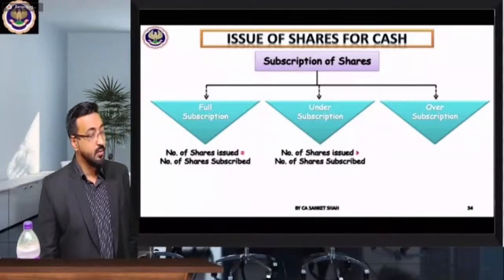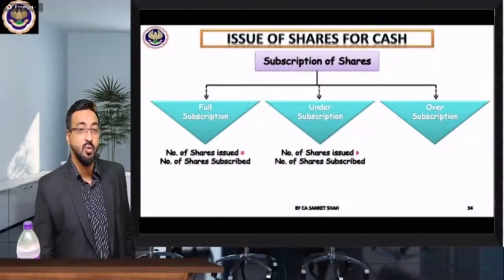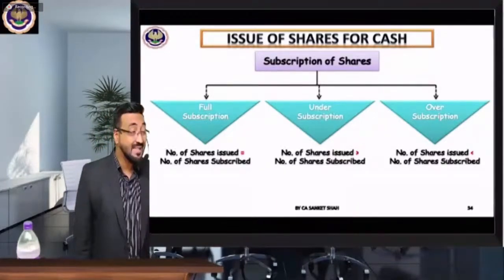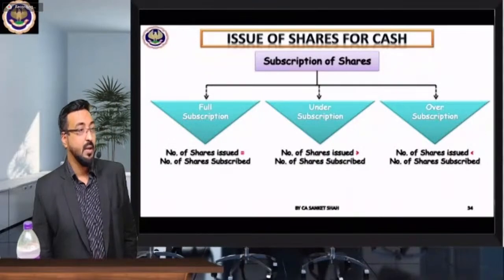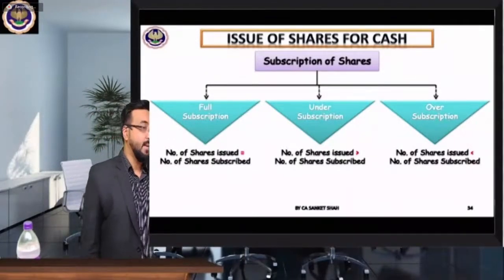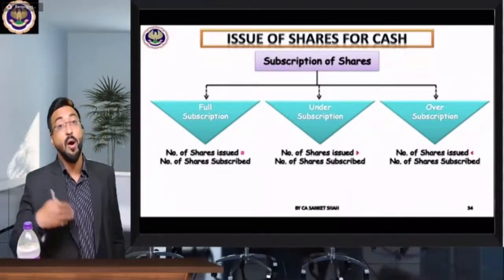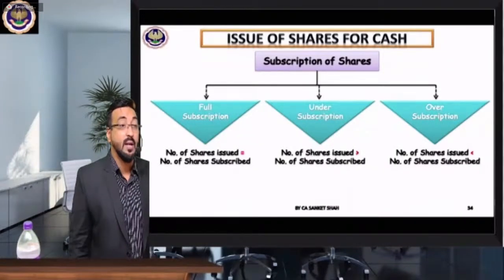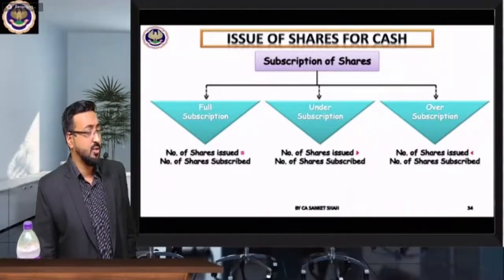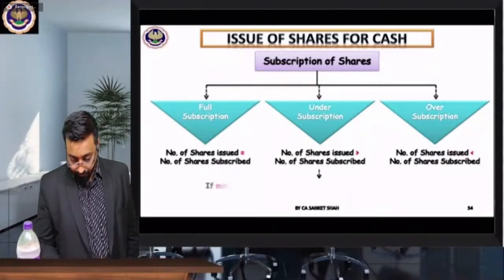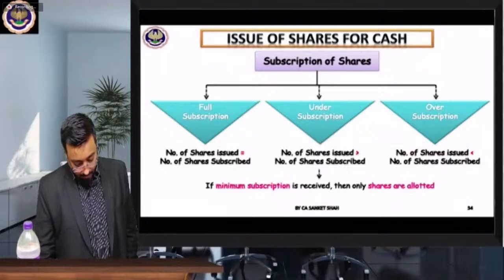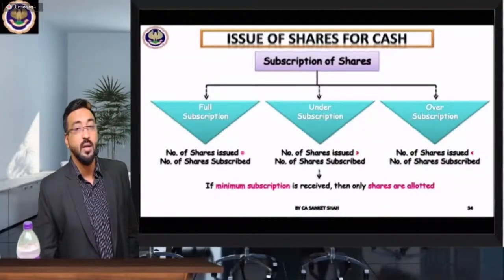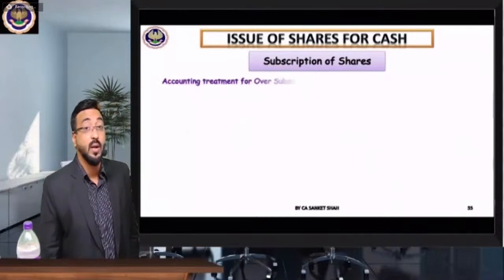So full subscription is when the number of shares issued is equal to the number of shares subscribed. Under subscription is when the number of shares issued is greater than the number of shares subscribed, and over subscription is when the number of shares issued is less than the number of shares subscribed by the public. Okay, so many times this happens that a company comes with an IPO and you may have heard the word shares are oversubscribed. So oversubscribed means you have 1 lakh shares in hand, but investors ask for 1,50,000 shares or more than 1 lakh shares. If minimum subscription is 90%, if you get 90% of the application money, then only are you going to allot shares. Otherwise, you have to refund it.